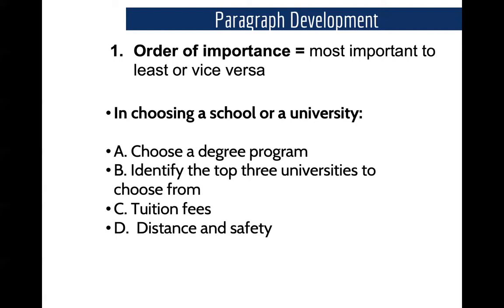Okay, so this information, or these main points from A to D, are arranged according to the order of importance. Choosing a degree program is the most important to consider in choosing a school or a university. Of course, followed by identifying the top universities that offer that degree program. And then C, we have, of course, the tuition fee, and then the last one is distance.